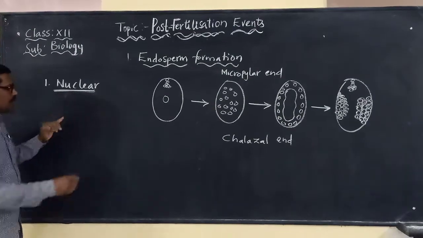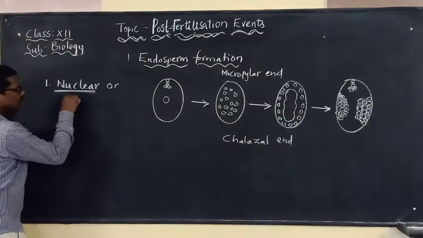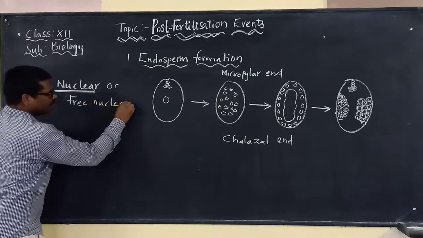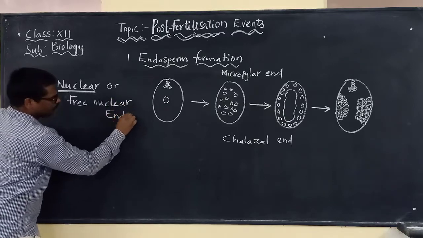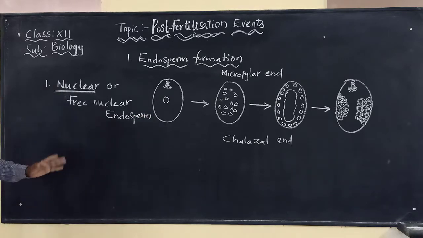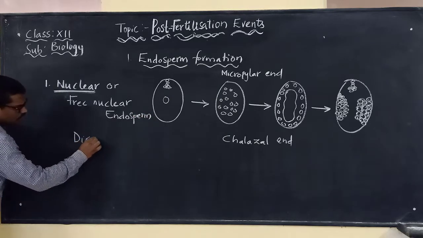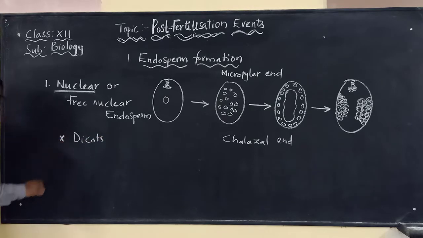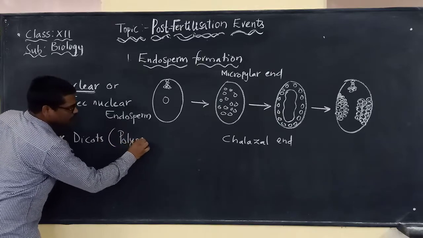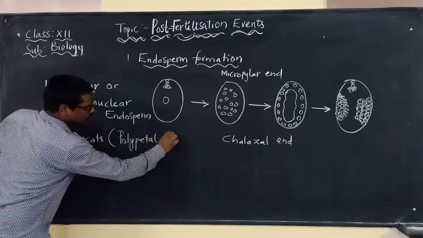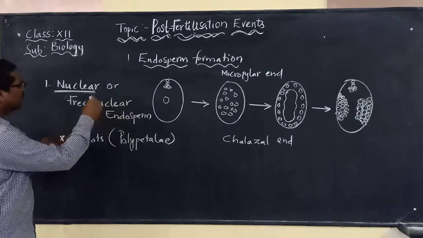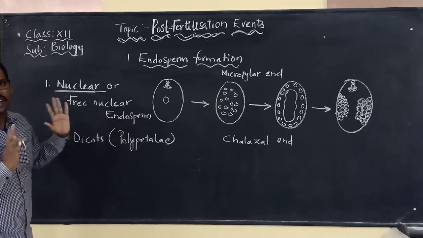Nuclear endosperm is also called free nuclear endosperm. This is mostly found in dicots, especially in polypetalae. Especially in polypetalae, this type of endosperm is present. Now, we will see very clearly what this nuclear or free nuclear endosperm is.